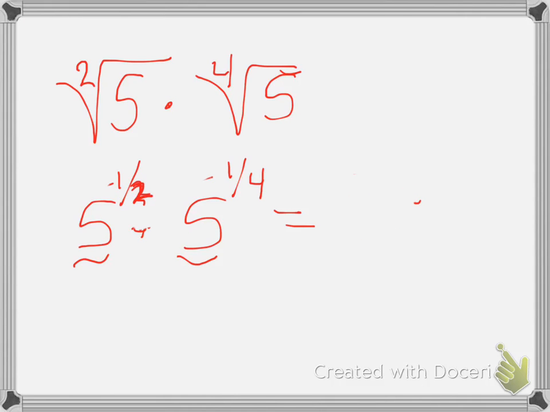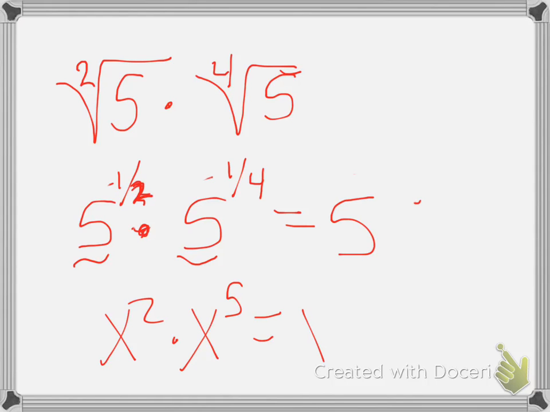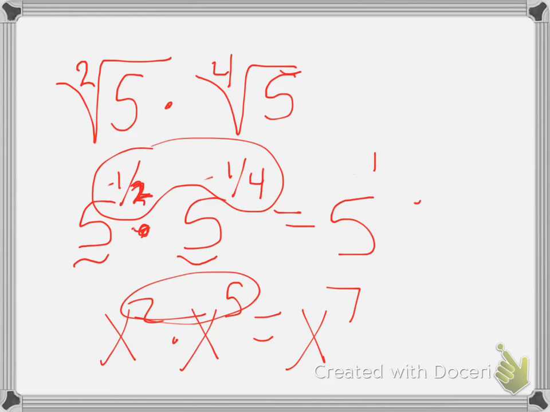because you have the same base number, if you remember, like x squared times x to the 5th is like x to the 7th. You remember how you added these two? It's that same idea. So then you're adding 1/2 plus 1/4. You got to find a common denominator. So you get 5 to the 3/4.